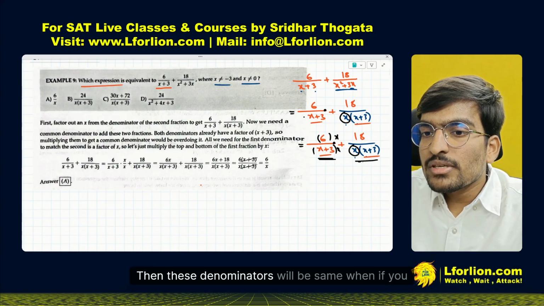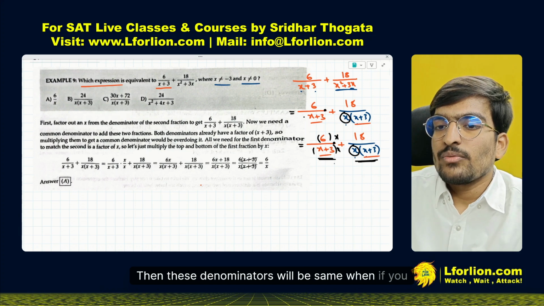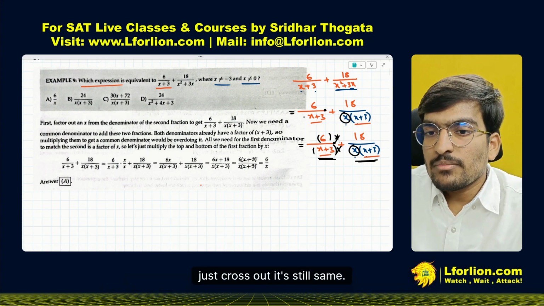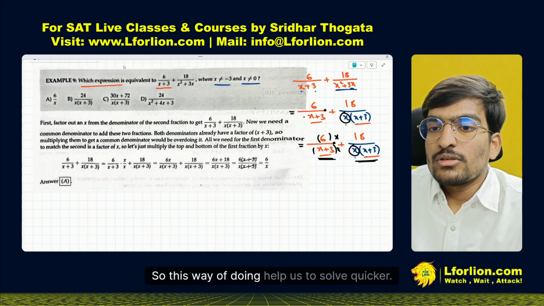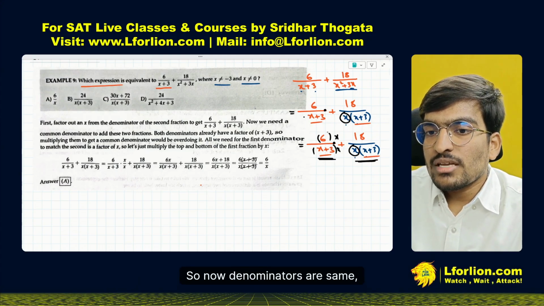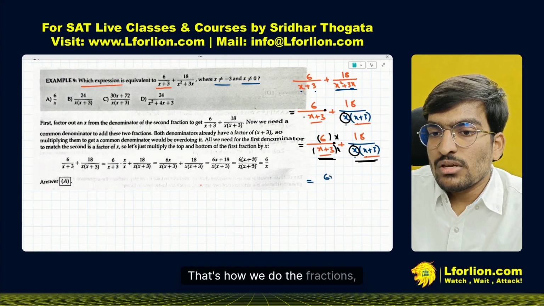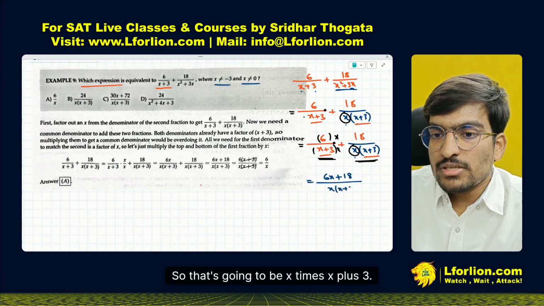Then these denominators will be the same. If you just cross out, it's still the same. So this way of doing helps us solve quicker. So now the denominators are the same. Just add the numerators. That's how we do fractions, right? Adding fractions, that's going to be x times x plus 3.